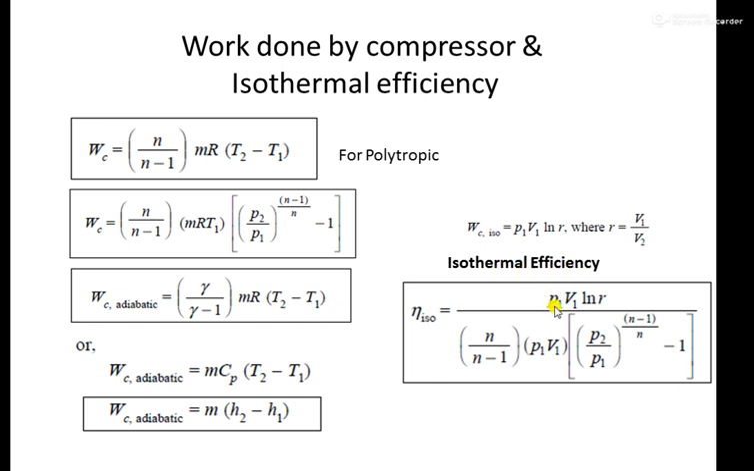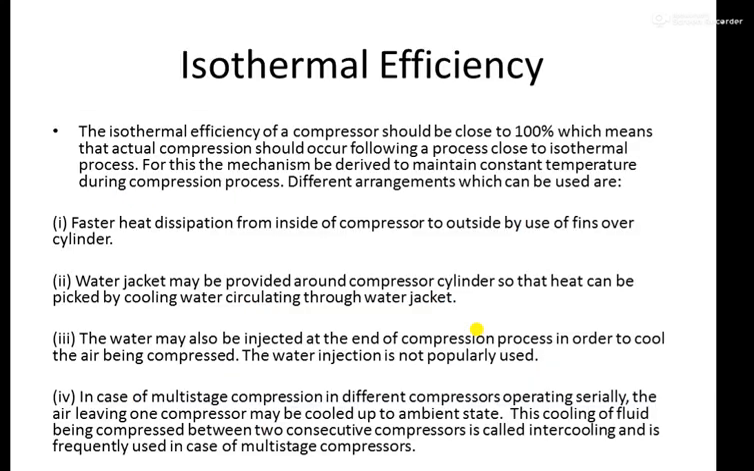Now the isothermal efficiency will be P1 V1 ln R, where R is V1 by V2, that is the work done considering the process to be isothermal, divided by n by n minus 1 P1 V1 [(P2 by P1)^((n minus 1) by n) minus 1]. So this will be the expression for isothermal efficiency, that is the work done by the isothermal process over the work done by considering it to be the polytropic process. And similarly it can also be replaced with the adiabatic expression if the process is actually considered to be adiabatic.